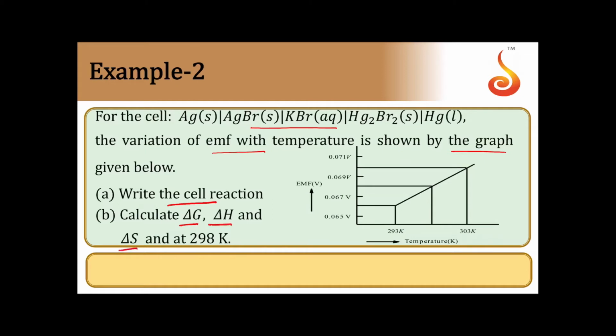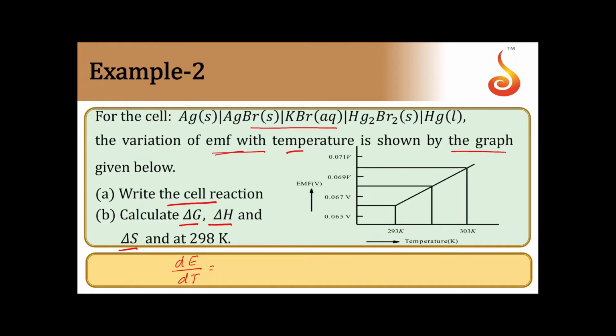So now, first of all, we require the variation of EMF with respect to temperature. Basically we require dE by dT, which is called the temperature coefficient. This we require to find out delta S, which is used to find out delta H. So we require dE by dT. Let us see from the graph, because they have given us the variation of EMF only in the graph.